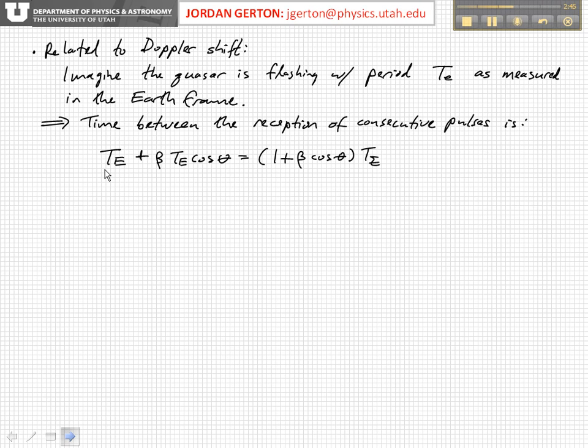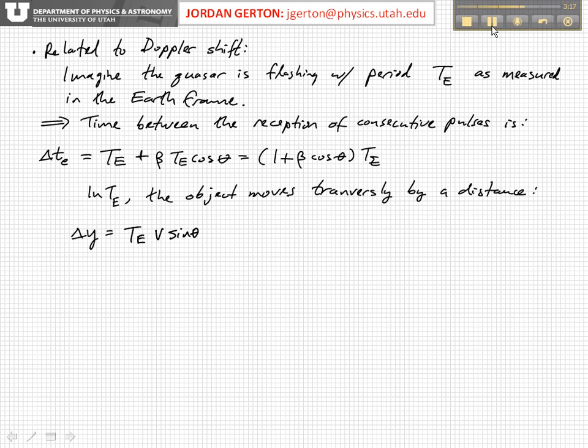But this is the time. This is the time dilated flashing period plus the extra time that's related to the motion of the quasar along the line of sight between the Earth and the quasar. Okay, and so we just get this expression here, and we've seen this before when we were deriving the Doppler shift, if you go back.